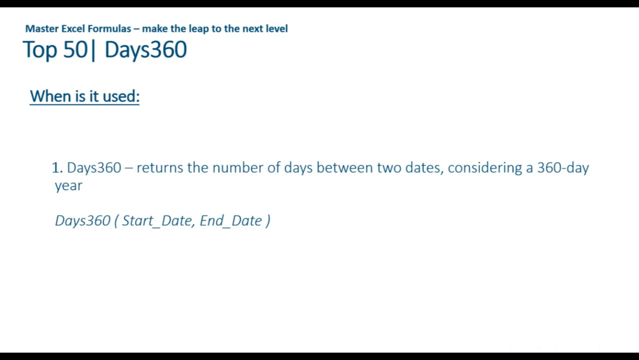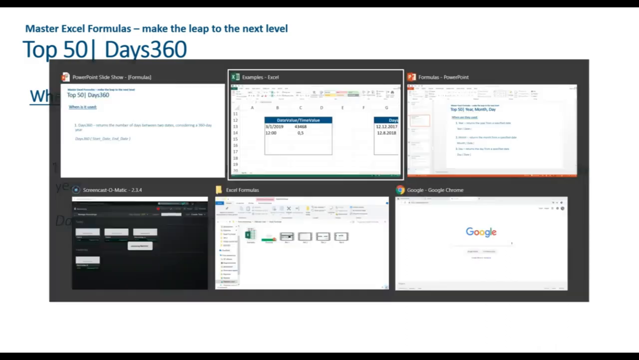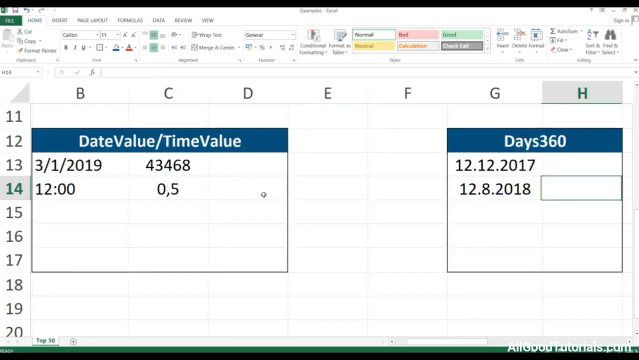This is actually a very useful formula, because it gives you the number of days between two dates. It considers a 360 day year. We start with the start date, and after that the end date. The example is here as well.